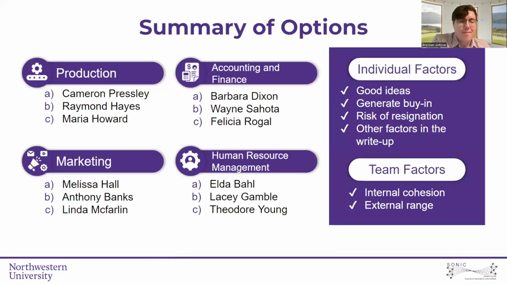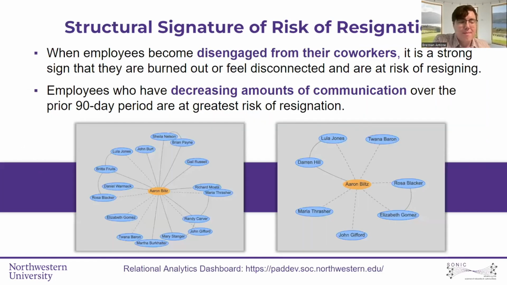Okay, so this is our candidate pool. We have Cameron, Raymond, Maria in production. We have three people from each department that students want to consider for this task force. And there are some factors people should take into account: a good idea, generating buy-in, risk of recognition, and other factors like in the write-up that we didn't mention here. And the team factor, which is the internal cohesion and external range, displayed in the dashboard.